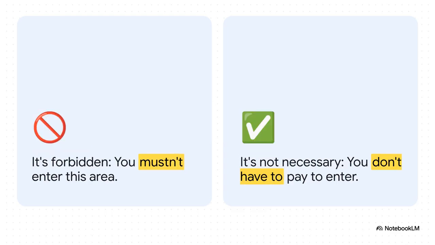And here's where a lot of people get tripped up. Mustn't means do not do this, full stop. It's a strict rule, it's forbidden. But don't have to is the complete opposite. It just means there's no rule forcing you to do something. It's not necessary. So mustn't is a stop sign, and don't have to is a wide open door.